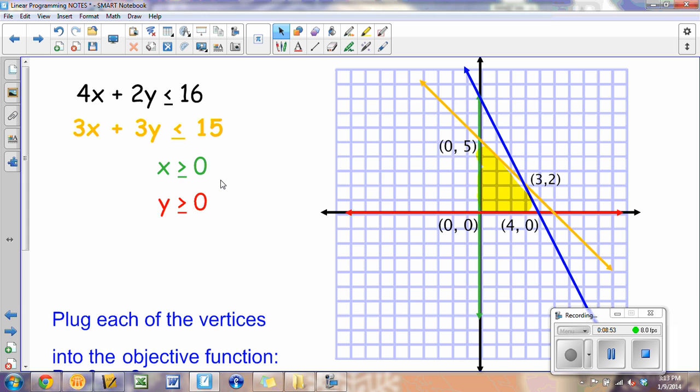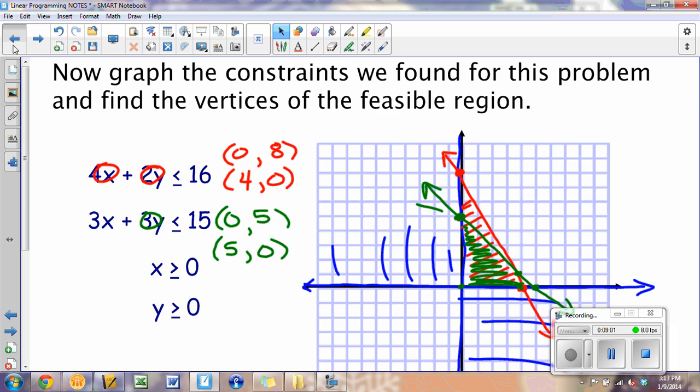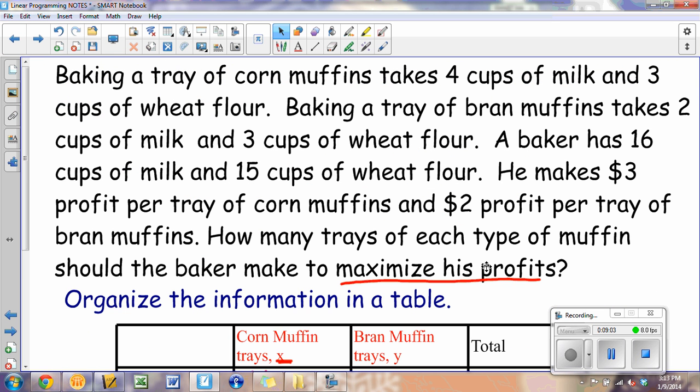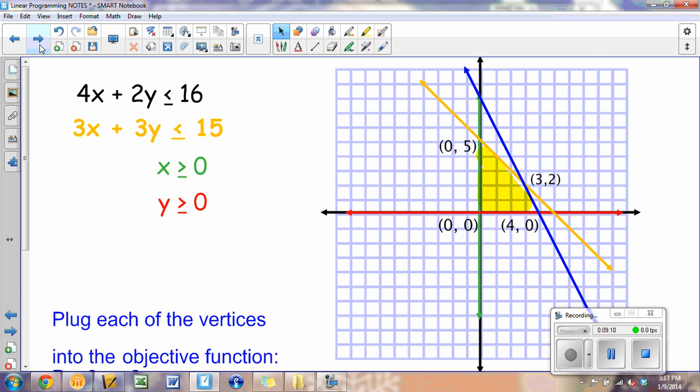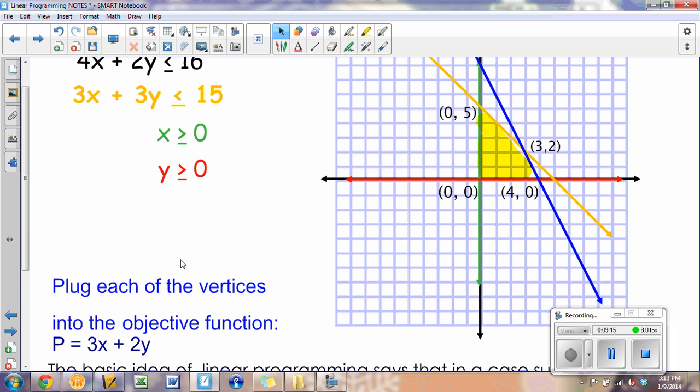Now, I still have to answer the question, which is, what's his maximum profit? Well, let's go back to the question. How many trays of each type should he make to maximize his profit? So I'm looking for my maximum. So I'm going to take my 4 vertices and I'm going to plug them into my objective function. Okay. So my objective function is p equals 3x plus 2y.